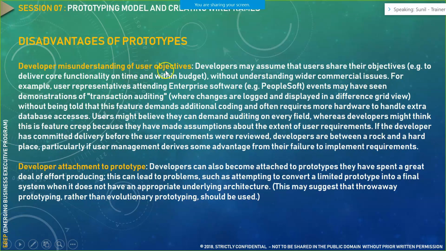Then, developers' misunderstanding of user objective. Like the case with the QA people, the same happens with the development team as well. The development team gets the first version of the prototype, they build something, then they get the second version of the prototype, they build something, and between the first, second and third versions, the system has changed so much that they themselves are confused at this point. That is something that contributes to the disadvantages of the prototype.